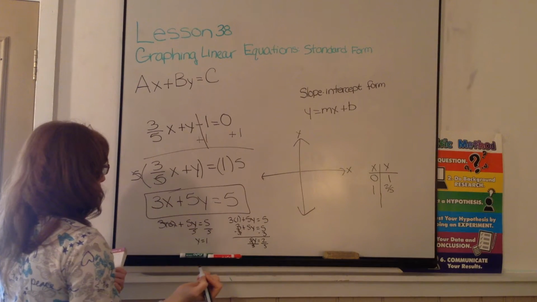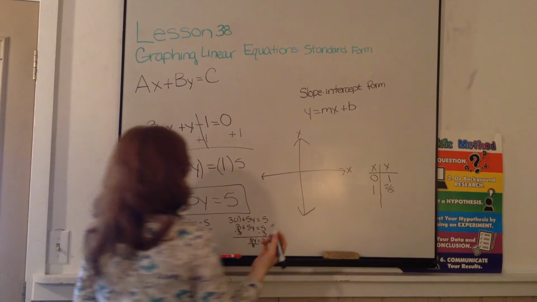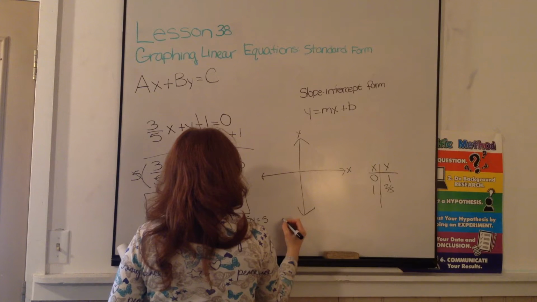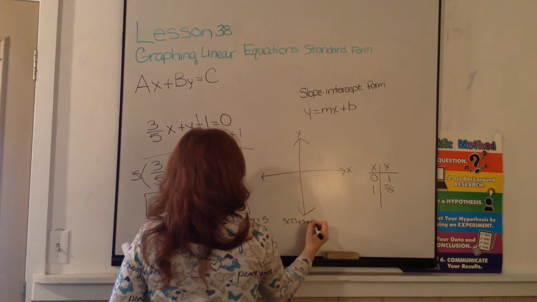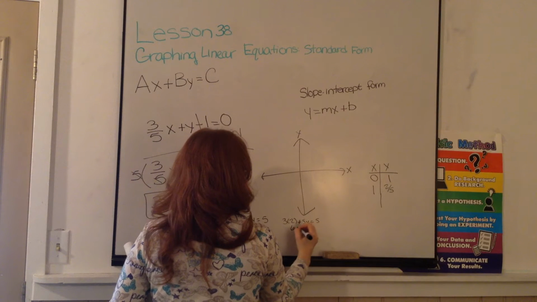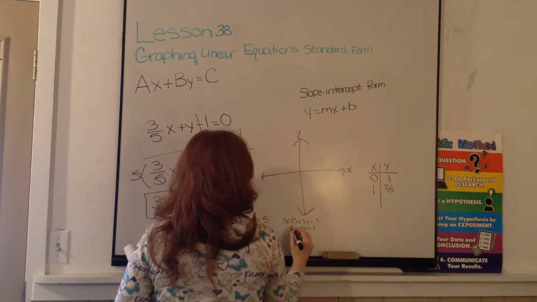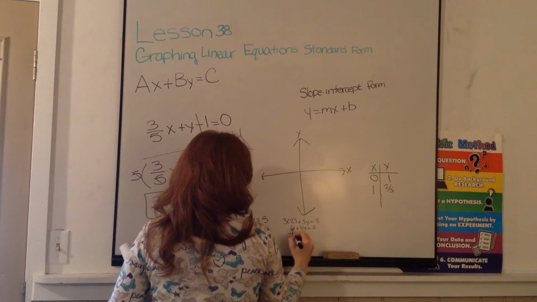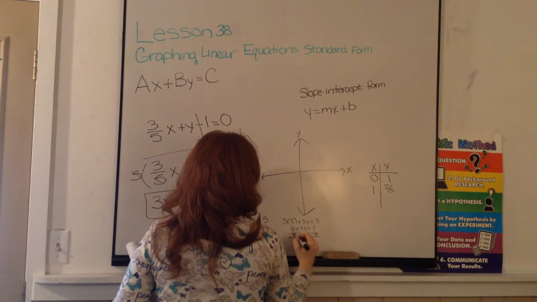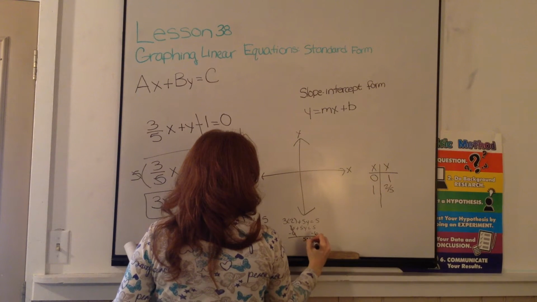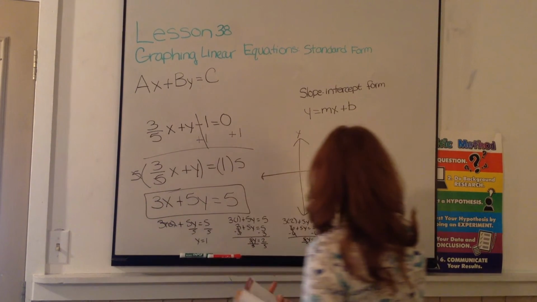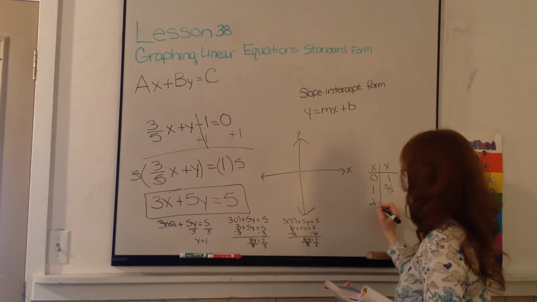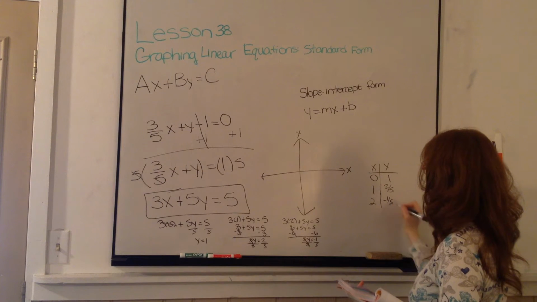Alright, and then I'm going to do one more. I'll do a 2 for x. 6 plus 5y equals 5. Subtract 6 from both sides. It's negative 1/5.